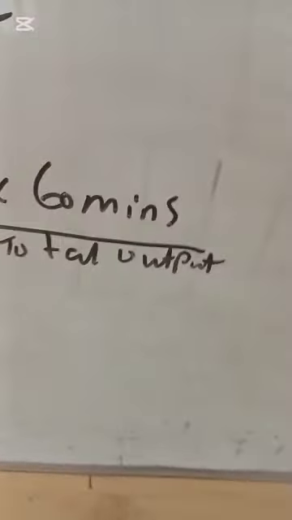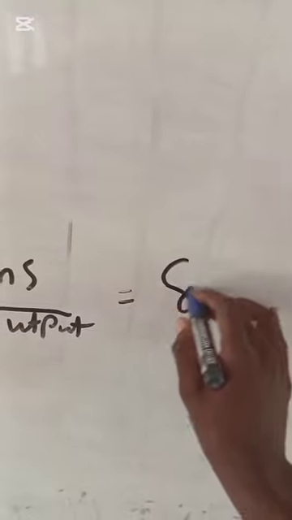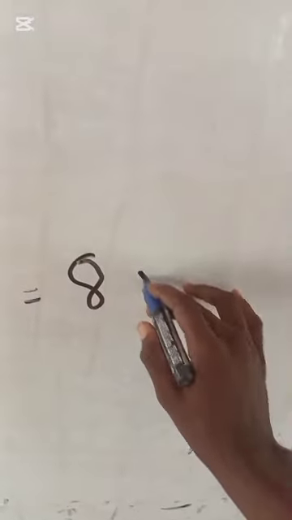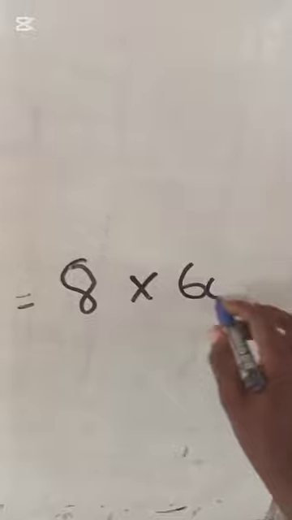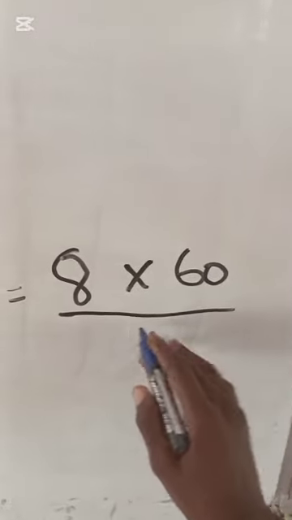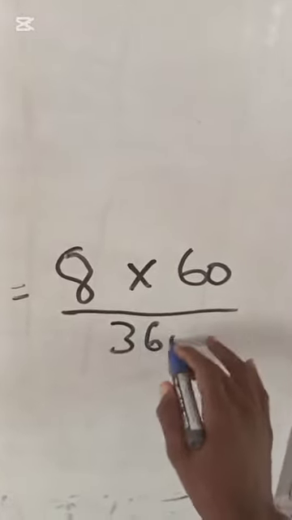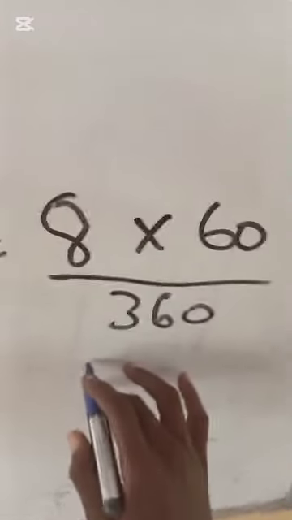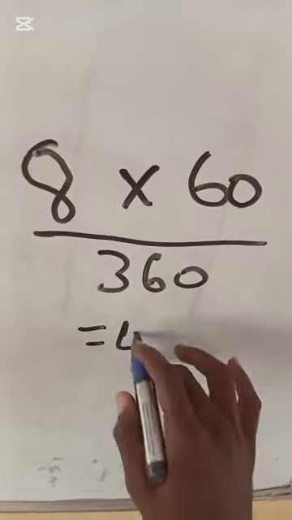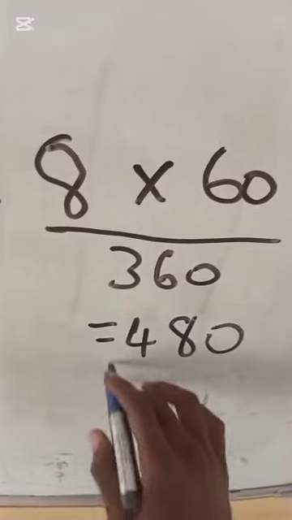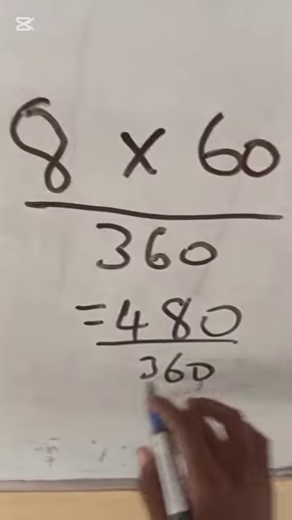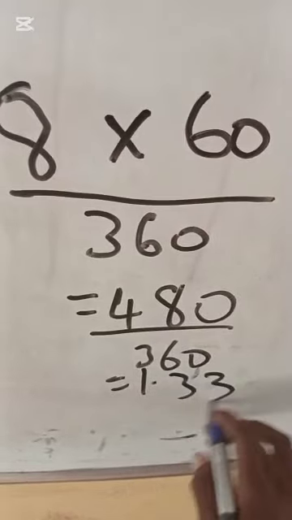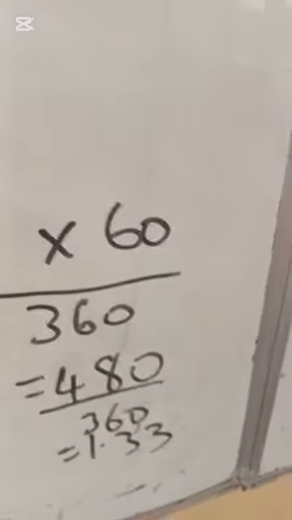The process we're given says 8 production hours, so here it becomes 8, the number we're given, times 60 minutes. All of this is divided by the total output, which in that question was 360. So 8 times 60 gives 480, and 480 divided by 360 gives approximately 1.33. So your cycle time is 1.33.